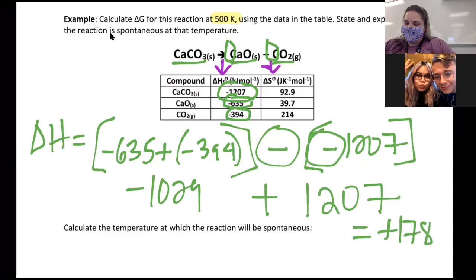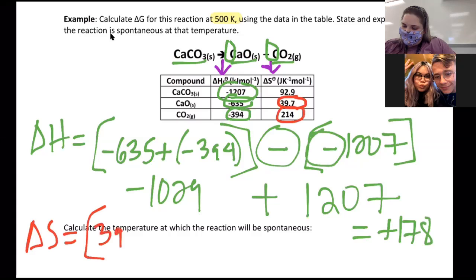Okay. So now I have to do the same process for the entropy. To get delta S, it's kind of the same thing. I do the products. So I have 39.7 and 214 for my two products, so 39.7 plus 214. And then I'm going to subtract my reactant, which is the 92.9.